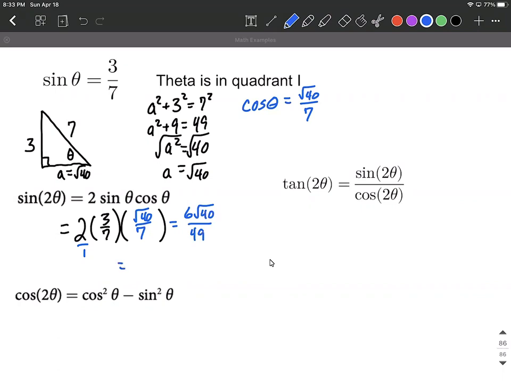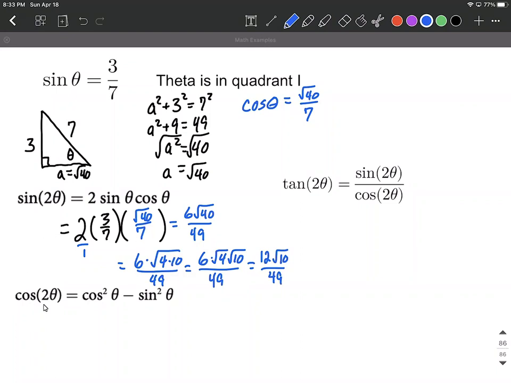We can think of that as meaning 6 times the square root of 4 times 10. I would factor it this way because 4 is a perfect square, and we're allowed to apply a square root to each one of these individually. Therefore, giving us, instead of the square root of 4, we can put 2 in that place. So 6 times 2 is going to make 12, square root of 10 over 49. Okay, so now we have sine of 2 theta.